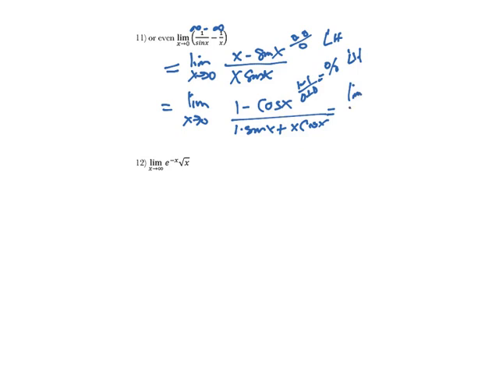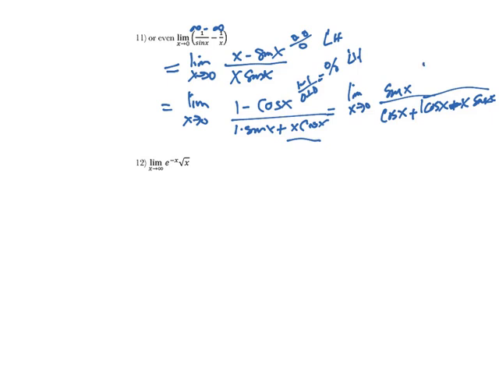So I have the limit as x approaches 0, derivative of 1 is 0, derivative of cosine is negative sine, but since it's already negative, it would just be sine x over. The derivative of sine is cosine, and I have to use the product rule here. So plus 1 cosine x plus x, the derivative of cosine is negative sine, so minus sine x.